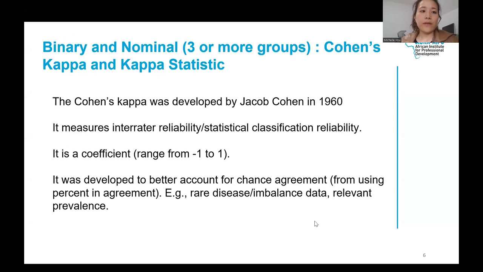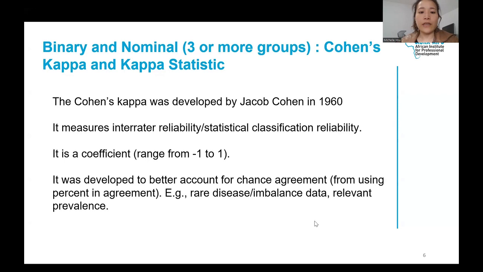Now, when the outcome is binary or nominal with three or more groups, we can use Cohen's kappa and calculate the kappa statistic. Cohen's kappa was developed by Jacob Cohen back in 1960, and it's really a measure of agreement, symbolized by the lowercase Greek letter kappa. It accounts for how much agreement by chance you would have. So it measures inter-rater reliability and statistical classification reliability.